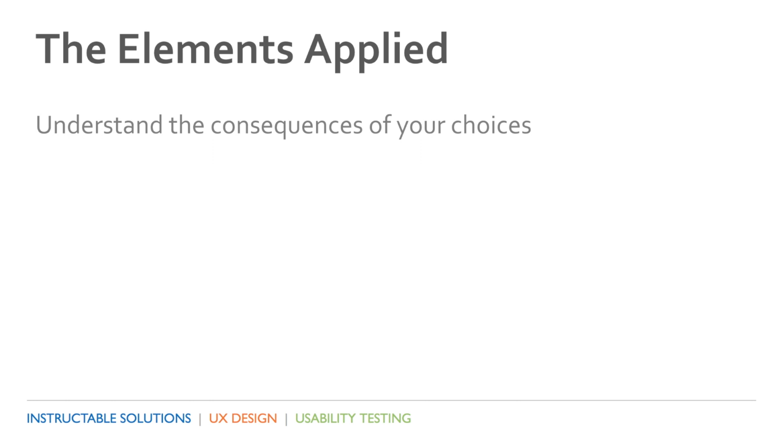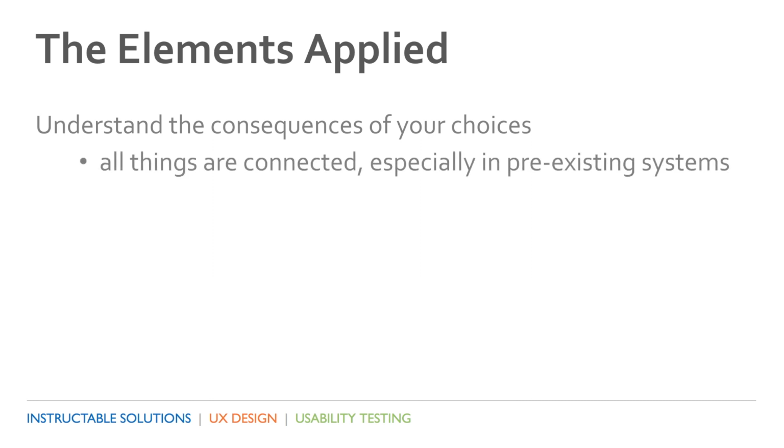Now, when you apply the elements from top to bottom, from strategy through surface, you need to understand the consequences of your choices. As we've noted before, each plane requires a sign-off, an acknowledgement from your client before you proceed to the next one. Make sure that they understand that, and make sure that you understand the decisions you make in one plane will affect the decisions you can make in the next plane. All things are connected, especially in pre-existing systems.